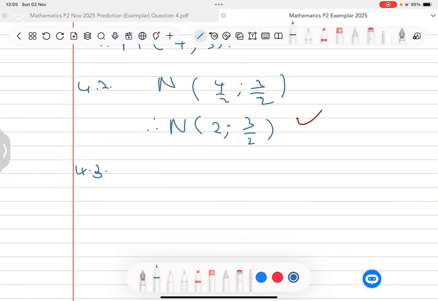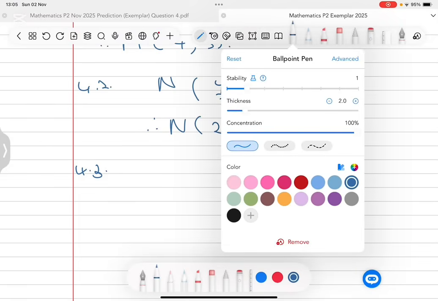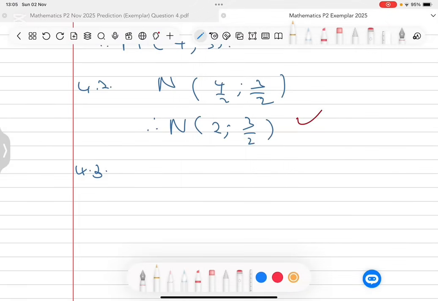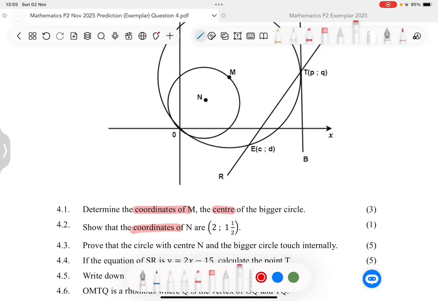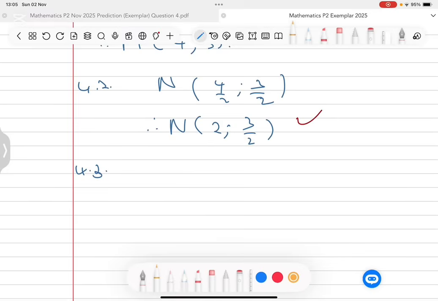So in other words, if we are able to prove here that the distance between the centers of the two circles, in other words, this distance here, mn, is the same as the difference between the radius of the big circle and the small circle, meaning R of the big circle and r of the small circle.